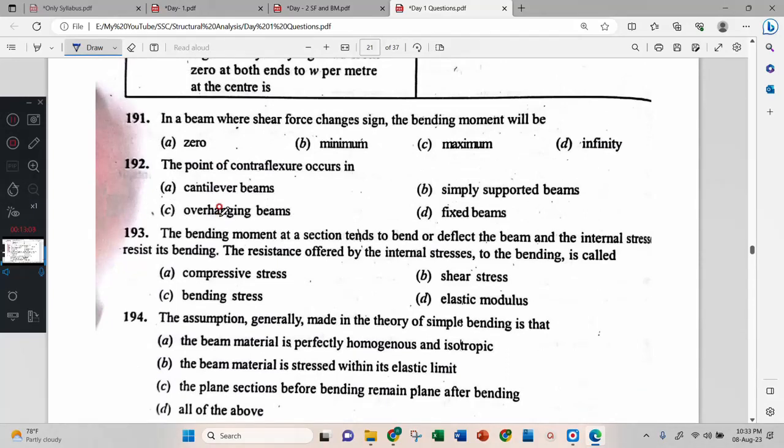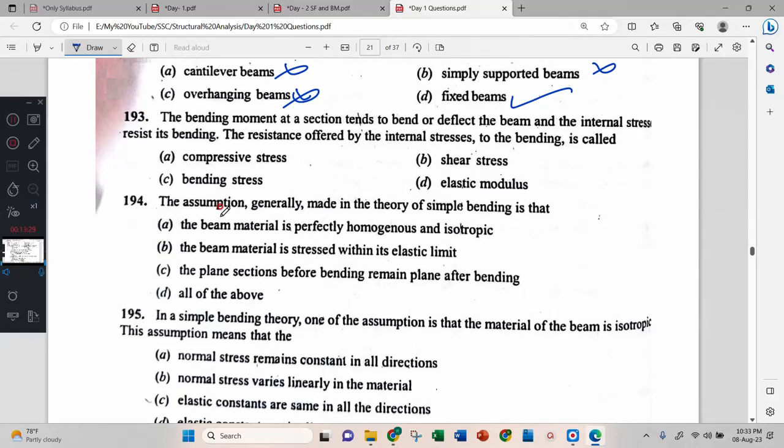In a beam where shear force changes sign, the bending moment will be maximum. Point of contraflexure occurs not in cantilever, not in simply supported, yes in fixed, not in overhanging. Bending moment at a section tends to bend or deflect the beam, and internal stresses resist the bending. The resistance offered by the internal stress due to bending is called bending stress.